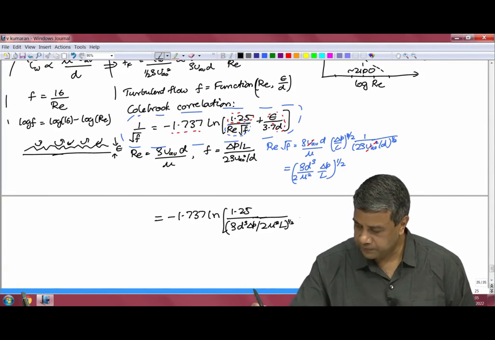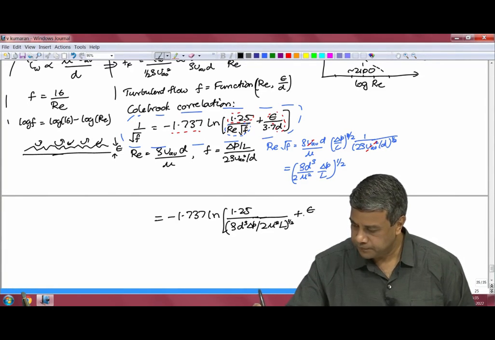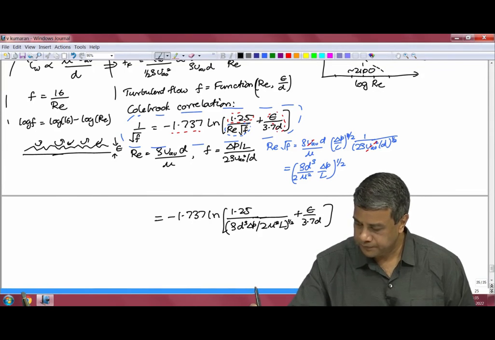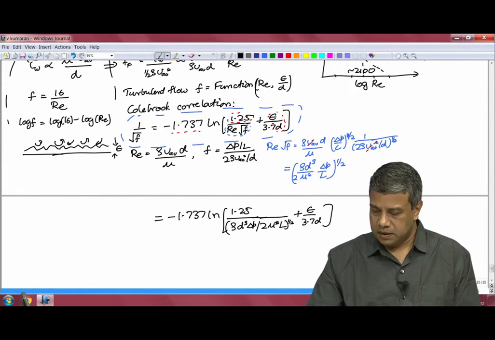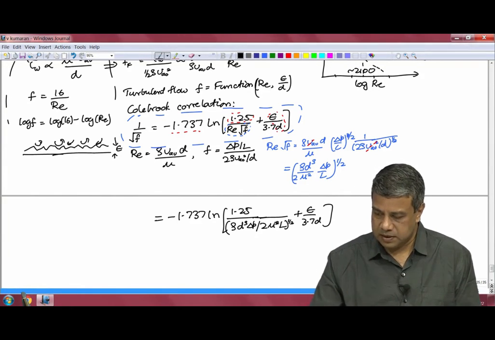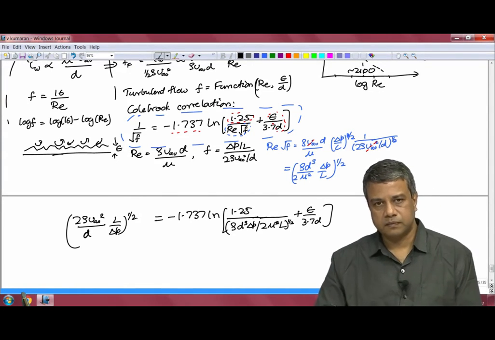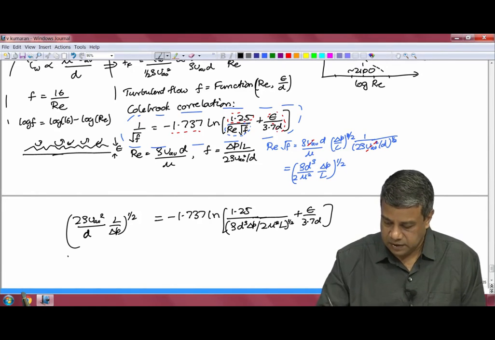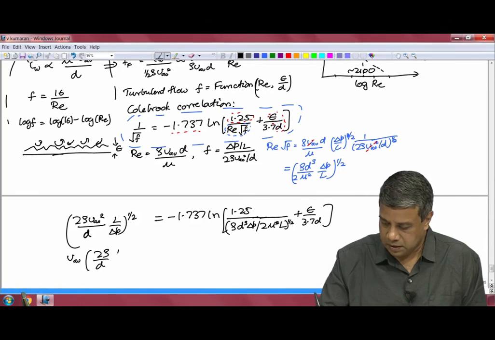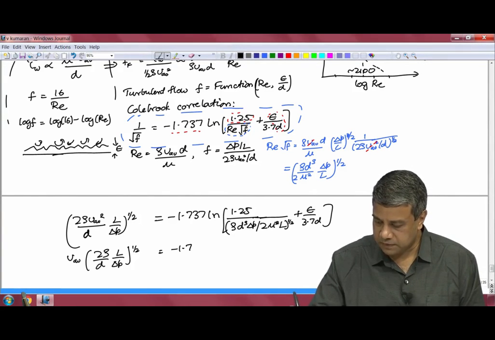Whole to the half. And 1 over root f on the left side can be written as 2 rho VAV square by d into L by delta p, per half. So, I have the average velocity into 2 rho by d L by delta p whole per half is equal to minus 1.737.